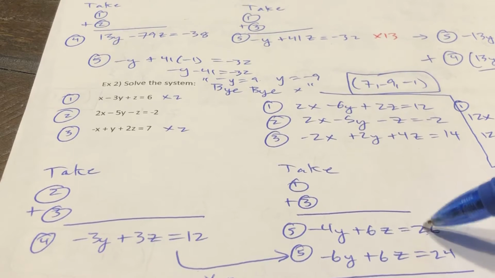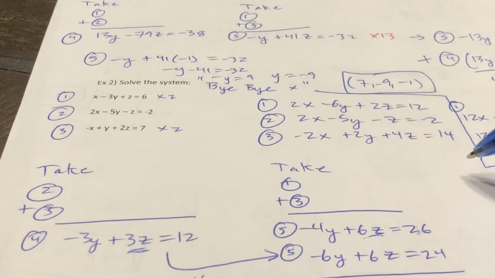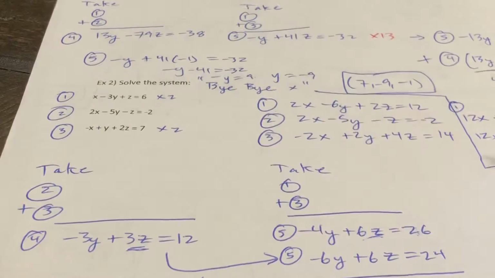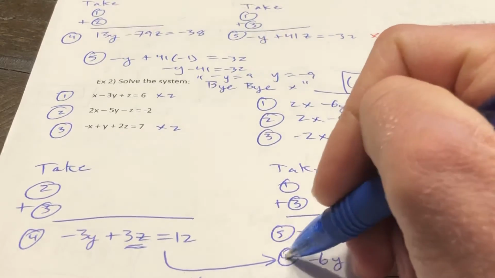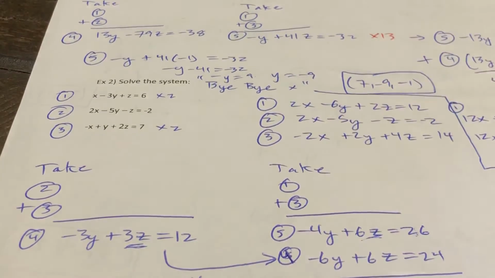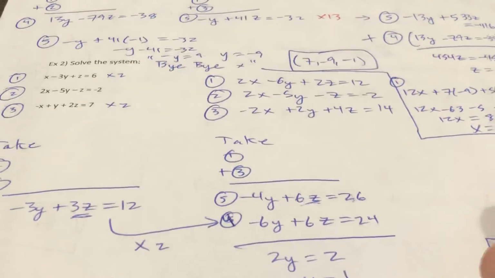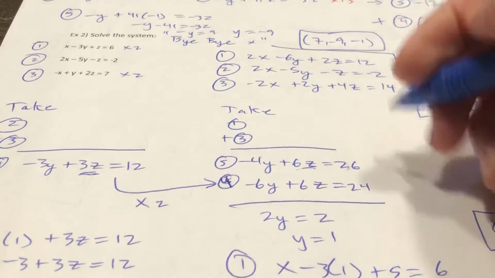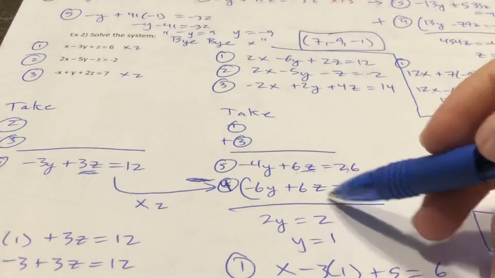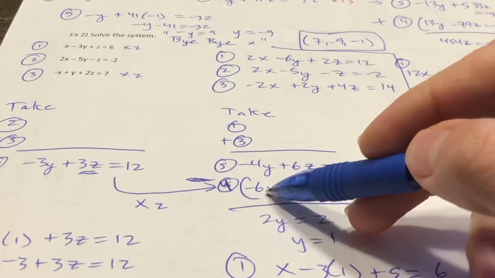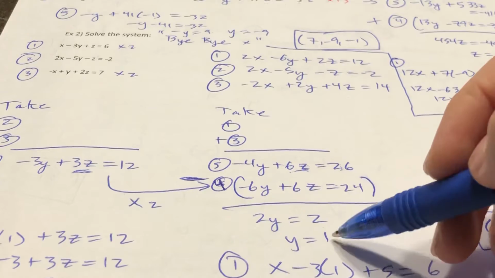That's equation 5. Well, I have a 6z and I have a 3z, so I'm going to double this equation here. Oh, that's not equation 5. You can't have two equation 5s. That's a new equation 4. The new equation 4 is all of this doubled. So I have negative 6y plus 6z is equal to 24. And I'm going to subtract the two equations. Negative 4 minus negative 6 is 2. 26 minus 24 is 2. 2y equals 2. Y is 1.